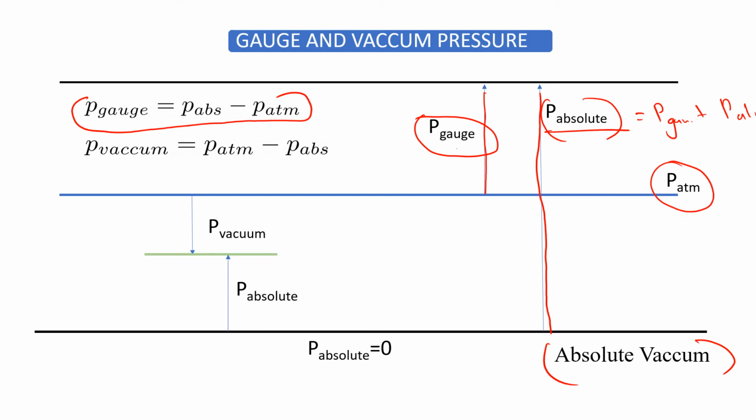P vacuum is equal to P atmosphere minus P absolute. So if we take this point, the absolute pressure is P absolute here and atmospheric pressure is P atmosphere. So P atmosphere minus P absolute will give you the vacuum pressure. Okay, this is how the absolute pressure, vacuum pressure and atmospheric pressure are related to each other.